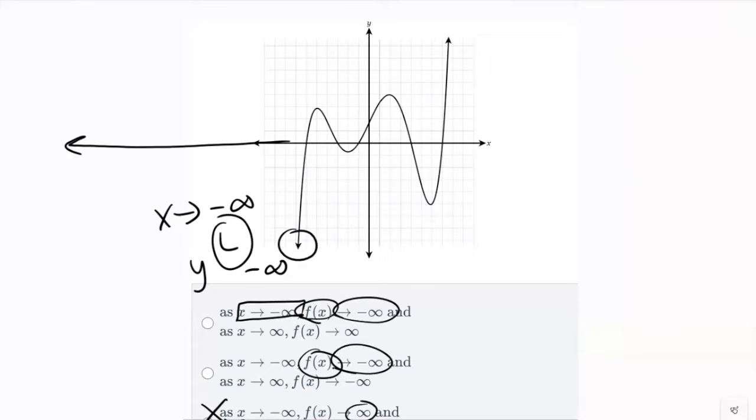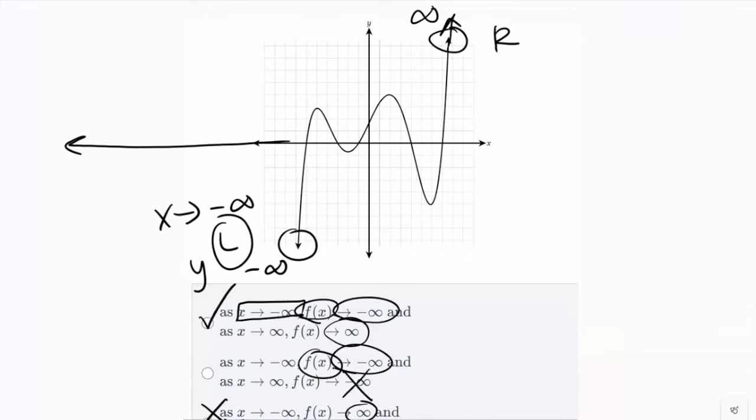So again, I'm going to negative infinity on my left. Okay, what am I doing on my right? On my right, I am going to positive infinity. So the other one I'm looking for is going to be positive infinity. So this one works. This one does not work because I'm going to negative infinity.